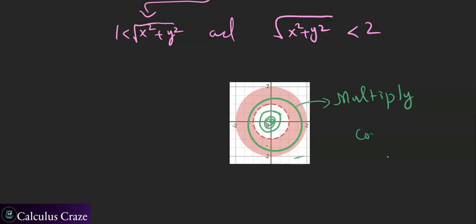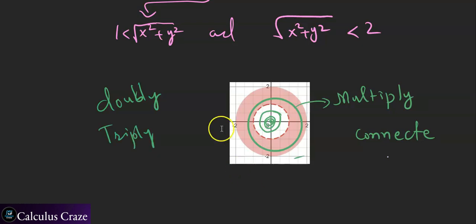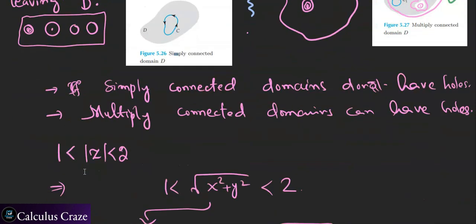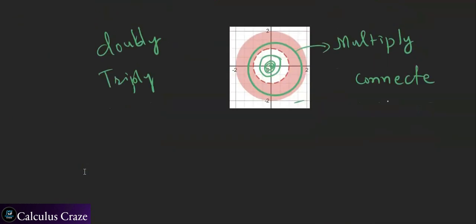One more thing is, if a domain has one hole, then we call it doubly connected, and if it has two holes, then we call it triply connected. So previously, the domain over here was triply connected because there are two holes. In this way, you can define some other terminologies as well, right? This was all about terminologies. Next, we will be moving towards Cauchy's theorem.